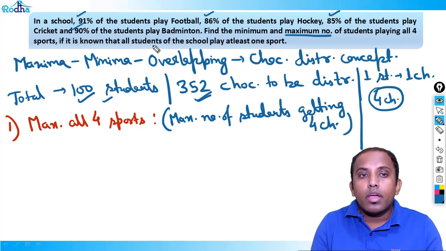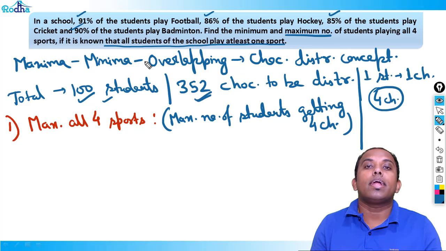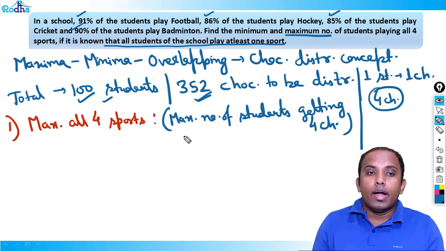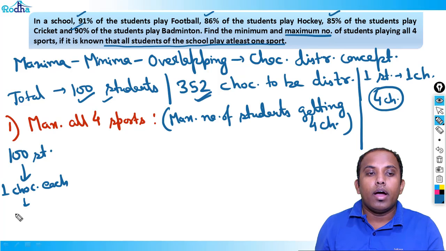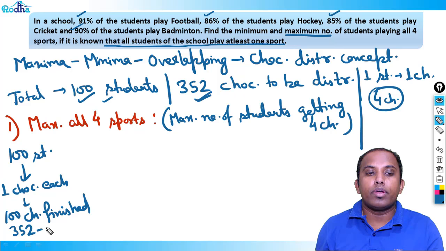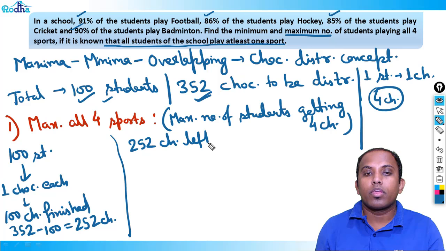The condition is that all students of this school play at least 1 sport. That means to all the 100 students, I should first give 1 chocolate each. So my 100 chocolates get finished. Out of 352, I'm left with 352 minus 100, which is 252 chocolates.